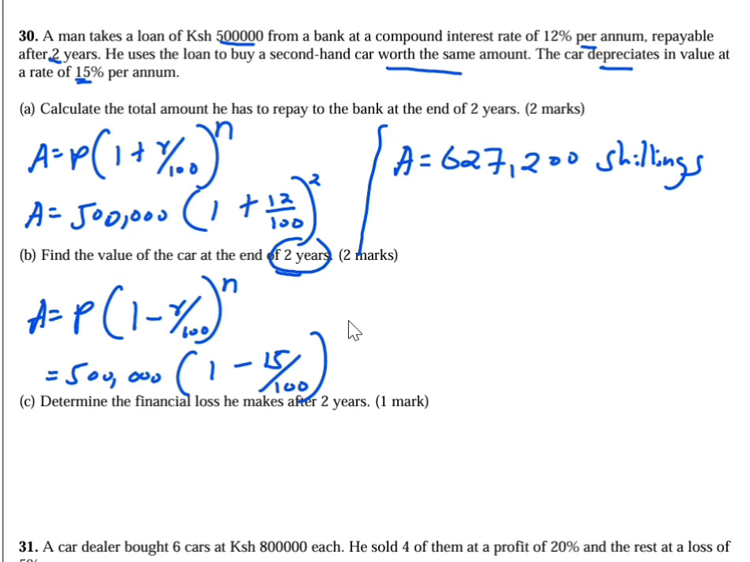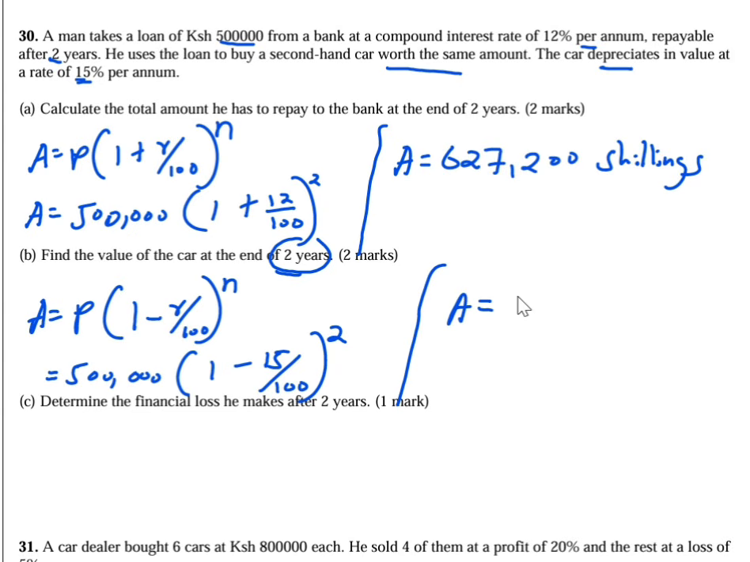So n is equal to 2, so the power is 2. So the amount will be, fanya hiyo ya ndani, naanza na ya ndani kwanza. So 1 minus 15 over 100, upata ngapi? Raised to power 2, square. The whole answer, don't round off, multiply by 500,000. You'll see it is 361,250.